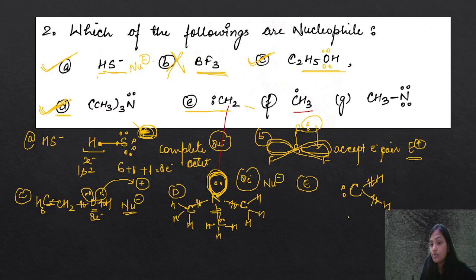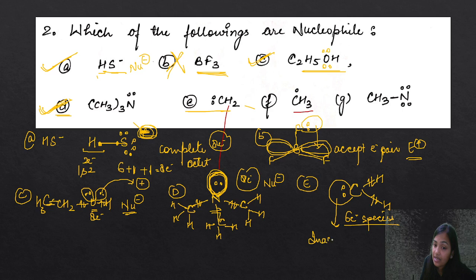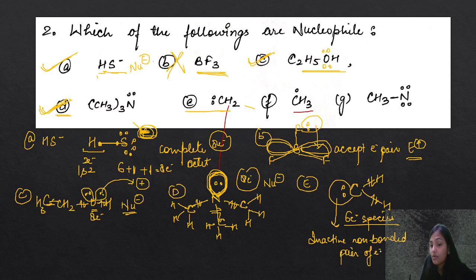This is 1, 2, 3, 4, 5, 6. So this is a 6 electron species. If this is a 6 electron species, many students say, ma'am, this is a lone pair. No, this is not a lone pair. This is an inactive, non-bonded pair of electrons. You can say that this is a lone pair.